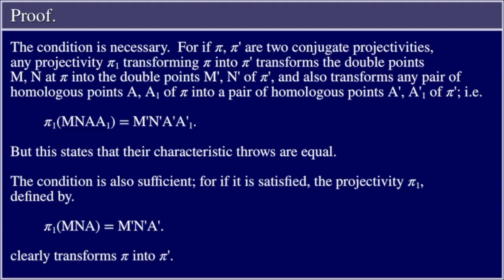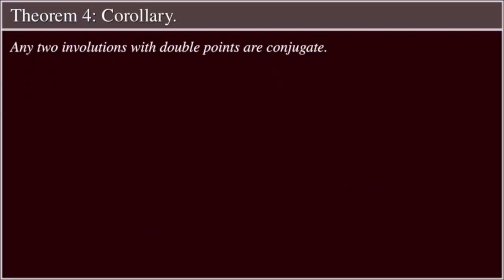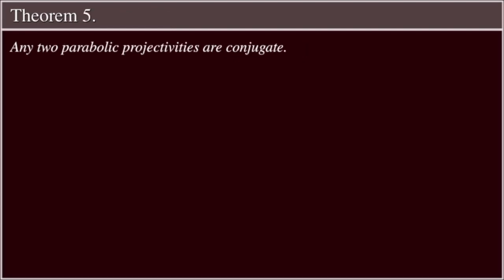The condition is also sufficient, for if it is satisfied, the projectivity π1 defined by π1 of M, N, A equal to M', N', A' clearly transforms π into π'. Corollary: any two involutions with double points are conjugate. Theorem 5. Any two parabolic projectivities are conjugate.